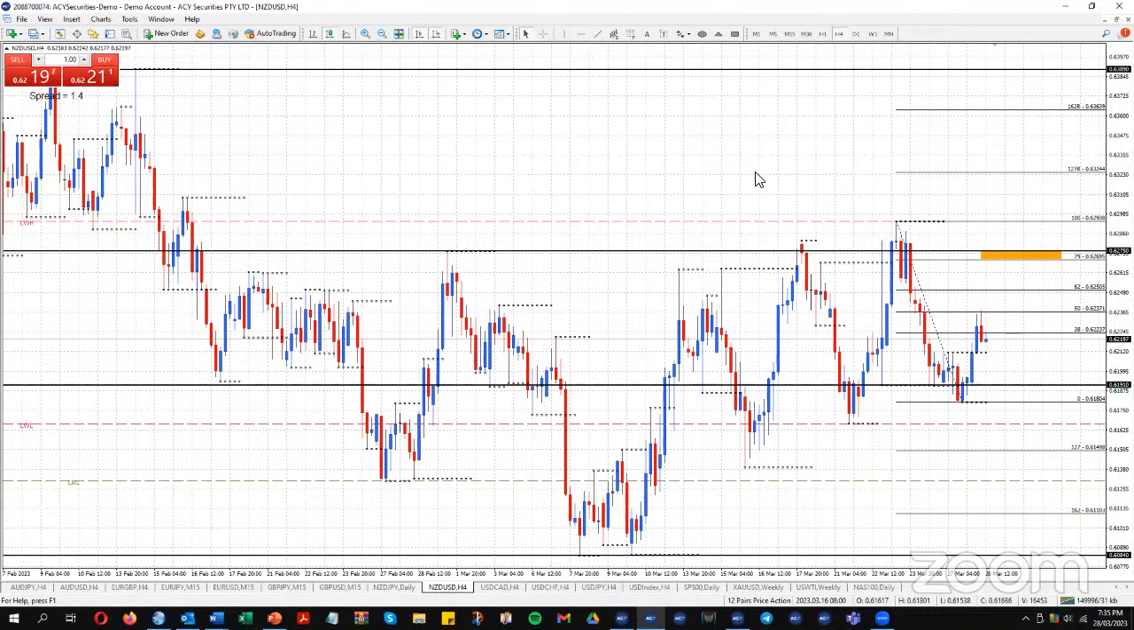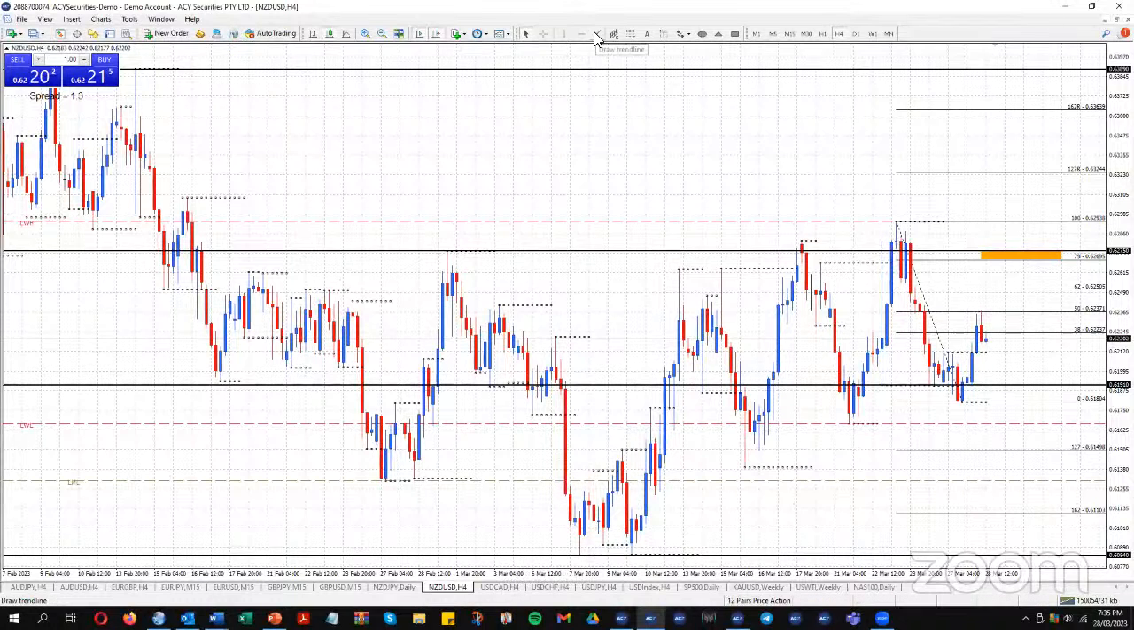All right. So it is a bit range bound at the moment. I'm sure there's something better to trade at the moment than the New Zealand dollar if you're not already short. If you're trying to get a position for the long-term decline, you want to look for maybe a retest of these highs up here. All right, that's the New Zealand dollar.